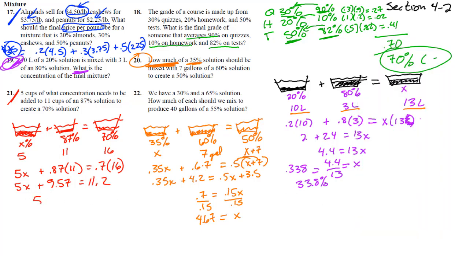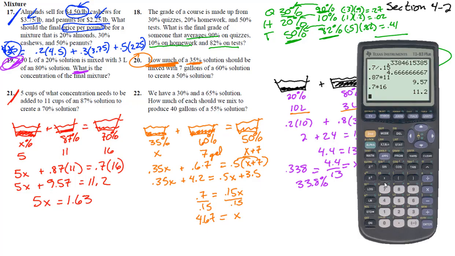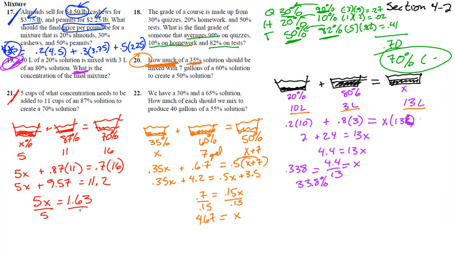Good. So 5x equals, subtract 9.57 from that side, and we get 1.63. Double check, make sure doing that in my head didn't mess up. 11.2 subtract 9.57, and that gives us 1.63. Good. Now how do we solve from here? Divide both sides by 5, and x equals 0.326, or 32.6%.